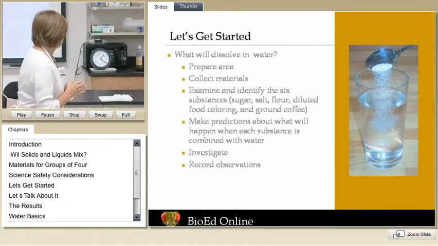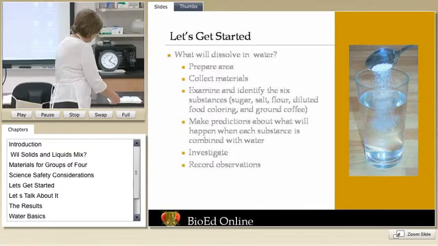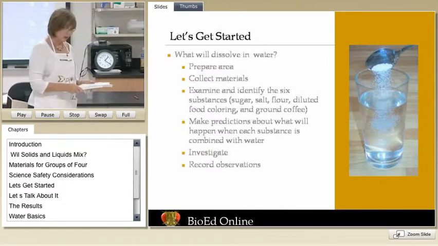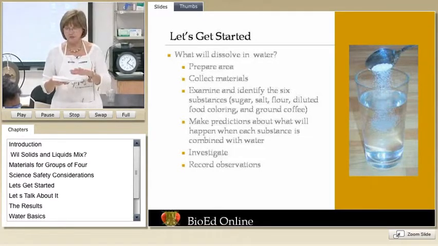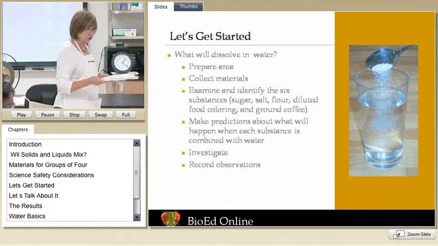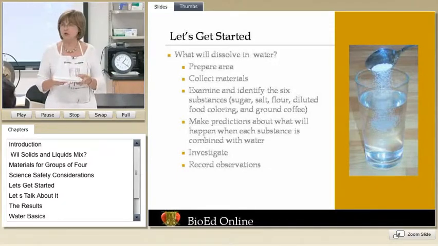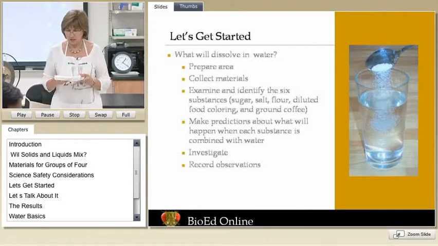Then we're going to look at our substances, and we do have 6. I'm not going to say what they are right now. I'm going to give you the 6 substances on the tray, and I want you to examine each one of them and look at it. Just really look at it, see what it is.